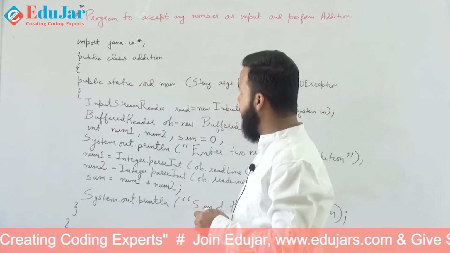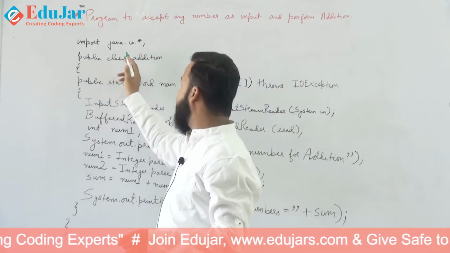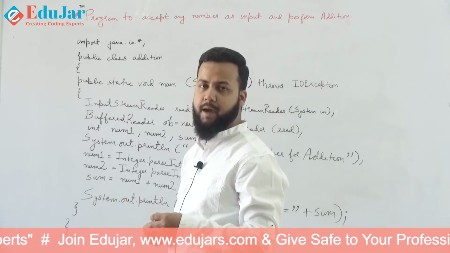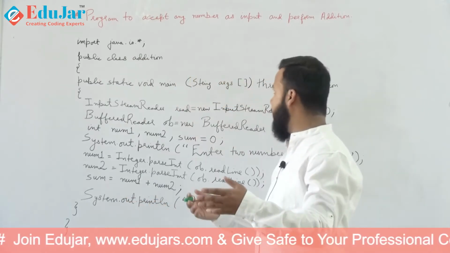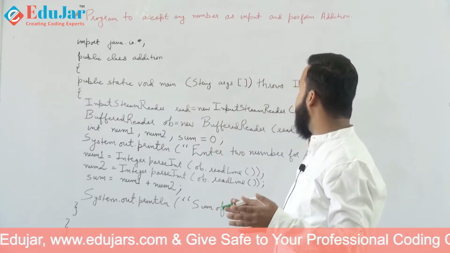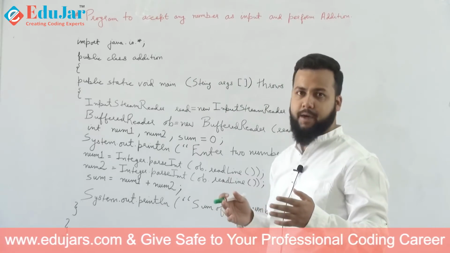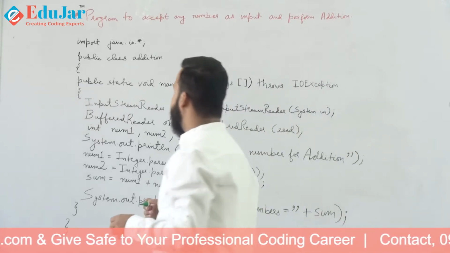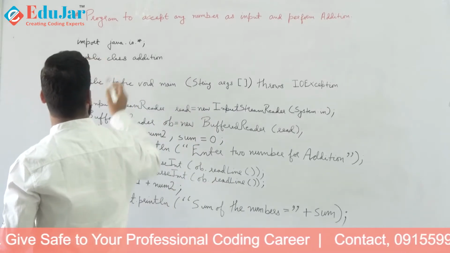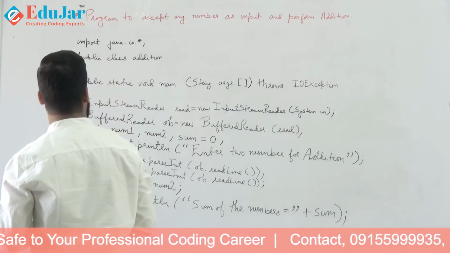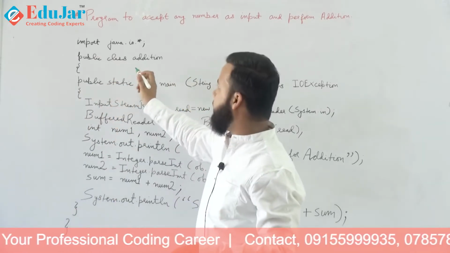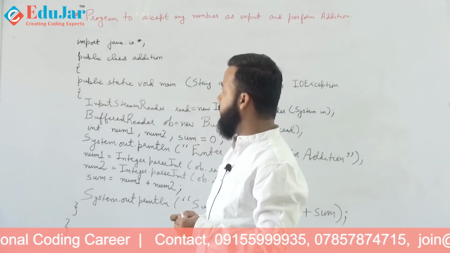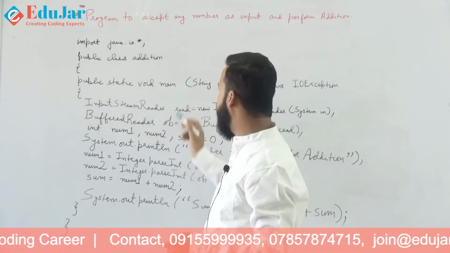You can see over here I have used import java.io.*, the IO package, the input output package, so that we want the two numbers to be entered by the user. For that we need the IO package, and so we have used import java.io.* over here. We have used the public class Addition. We have used the name Addition. And you can see over here public static void main String args.